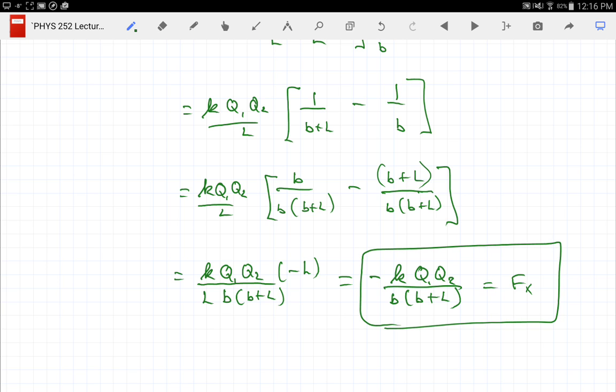Now, I'm guessing you wouldn't have come up with that answer right off the bat looking at the problem. But going through each step, we can see the logic that builds to getting this equation for the force in the x direction. I didn't do the force in the y direction. What would the force in the y direction have been? 0. Right. That's why I didn't do it. It was a one-dimensional problem.